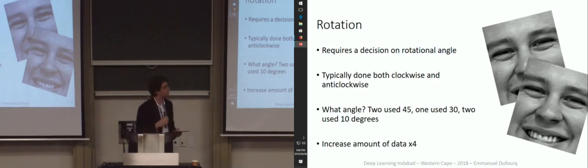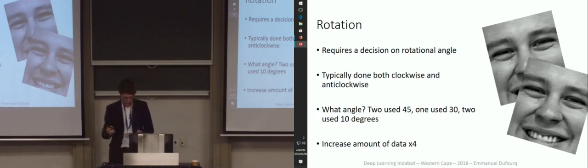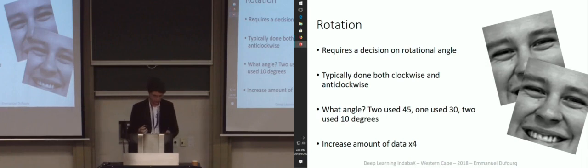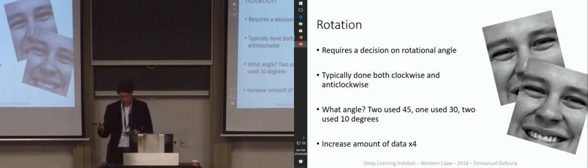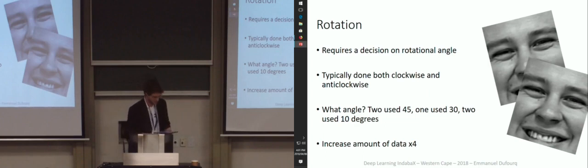Rotation requires a little bit more effort because we have to decide on the angle. Typically, this is done in both the clockwise and anti-clockwise direction. However, we have to ask ourselves, what angle are we going to use? A lot of studies in the literature did not report on this, so it becomes complicated. So 2 studies, for example, reported on 45 degrees, 1 used 30 degrees, and 2 used 10 degrees, and there was one that used an outrageous value of 90 degrees. The benefit here is we can augment our data by 4-fold.